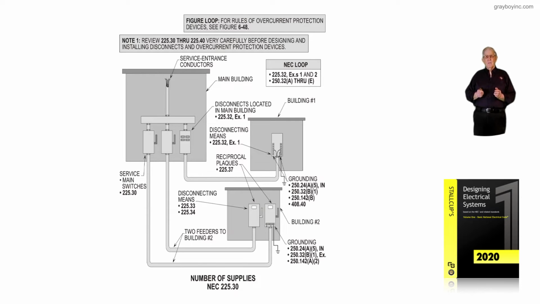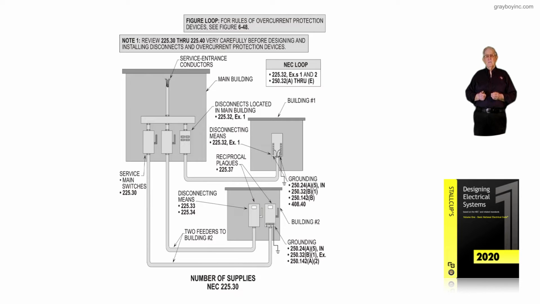Now to understand the grounding here, notice we reference 250.24(A)(5) as an informational note, 250.32(B)(1), and the big thing here is the exception. And then of course we reference 250.142(A)(2) to review, and I'd also review 250.142(B) as well.